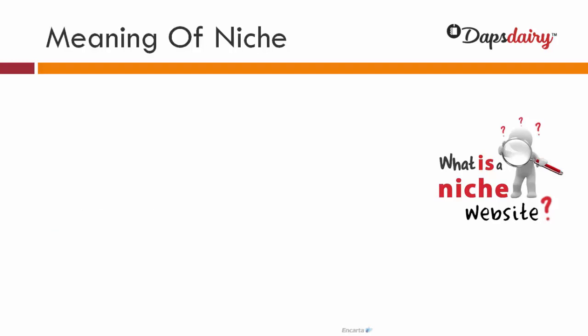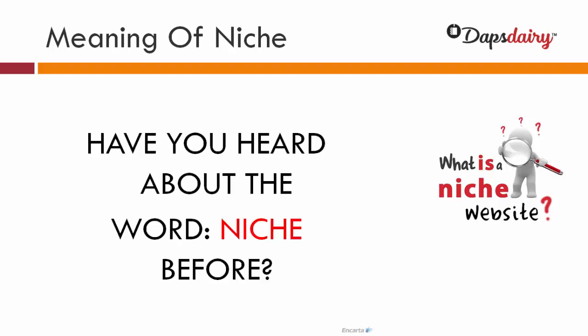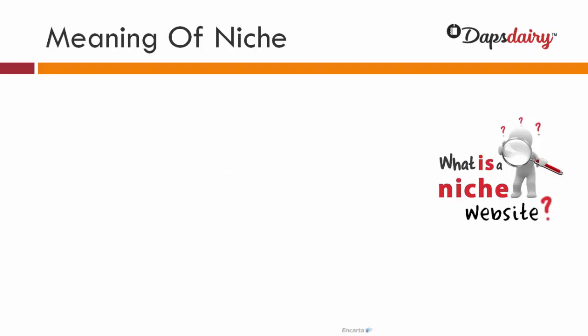The first one is the meaning of niche. And here's the question: have you heard about this word niche before? If you have heard about it, fine, you have made the work pretty easy for me. And if you have not heard about the word niche before, it doesn't really matter. I will do the dirty job. I will teach you exactly, practically, what a niche is and how you can use that to find the perfect thing to blog about and the perfect thing to keep blogging about.